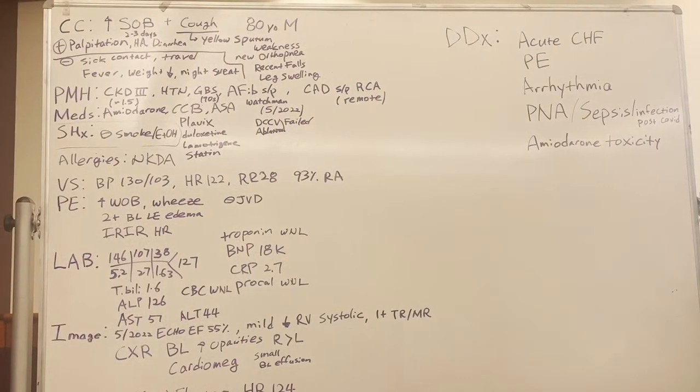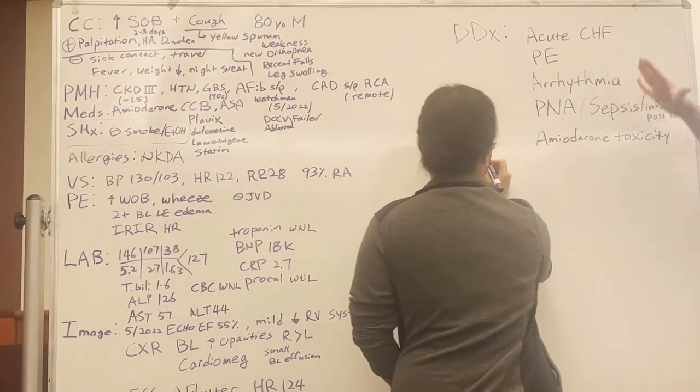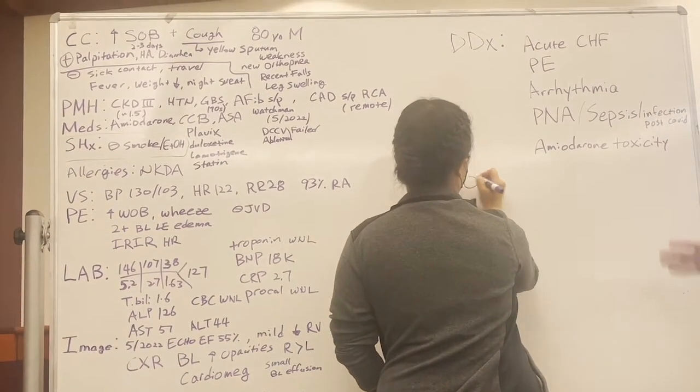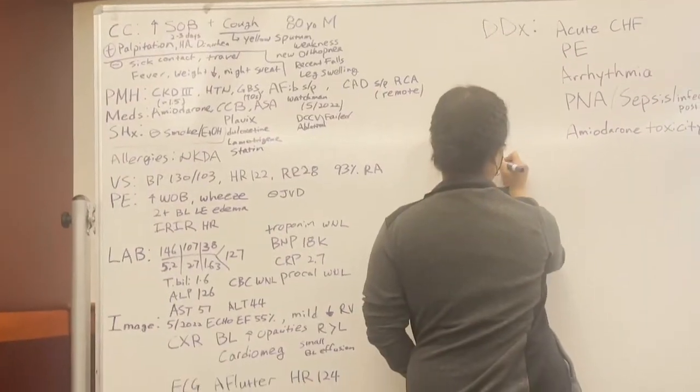So let's go to management. So now we have this differential. Now in your brain you're thinking, what's the highest, what's the most likely to kill him? How am I going to order testing to figure out what this guy may or may not have, or is the diagnosis already made for you possibly?